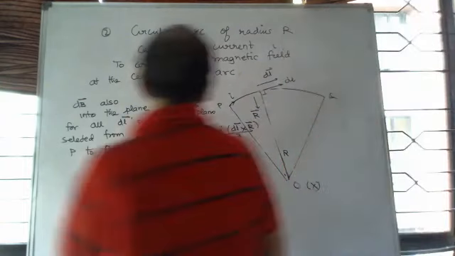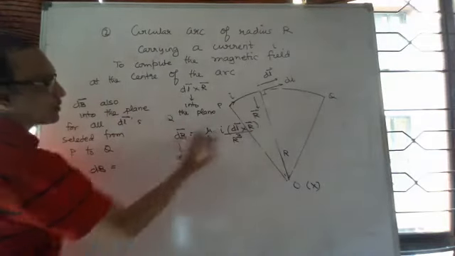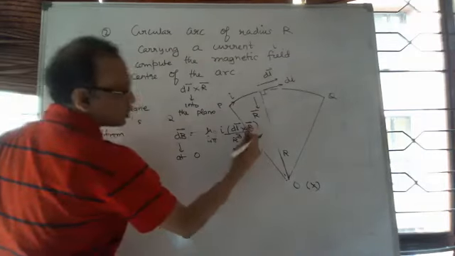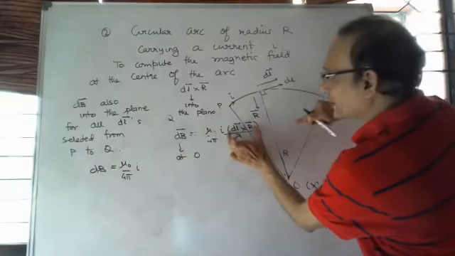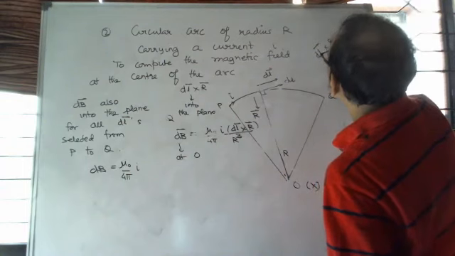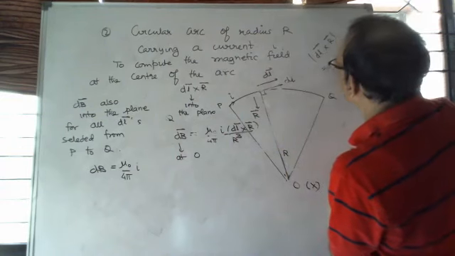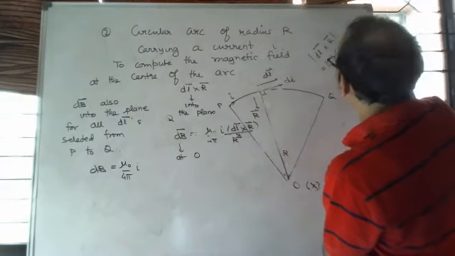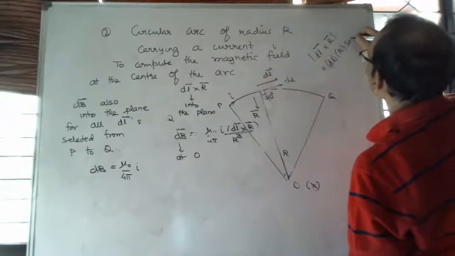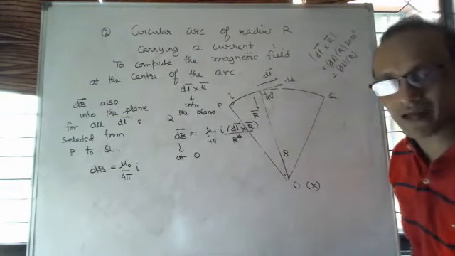So, chalo, scalar dB, dekho, magnitude of dB kya hai? Mu naught by 4 pi I dl cross r. Dekho, dl cross r ka magnitude lena hoga na? Magnitude of dl cross r will be dl into r into sine 90 degrees, angle between dl and r. It's simply dl into r. Sine 90 is 1.